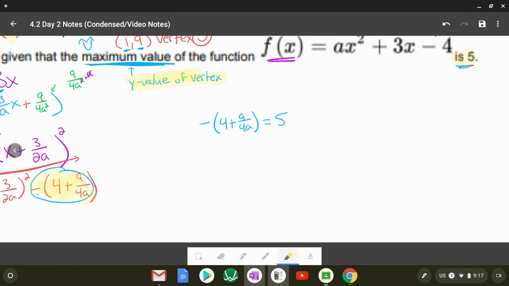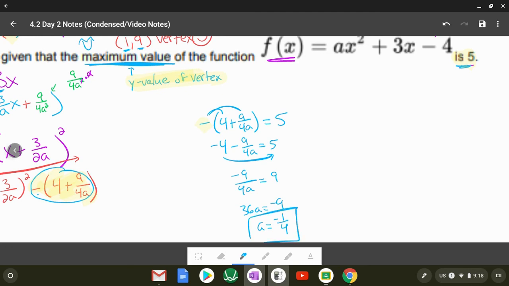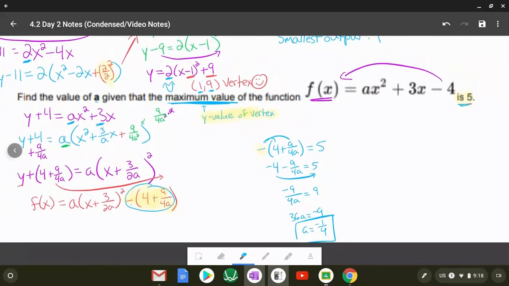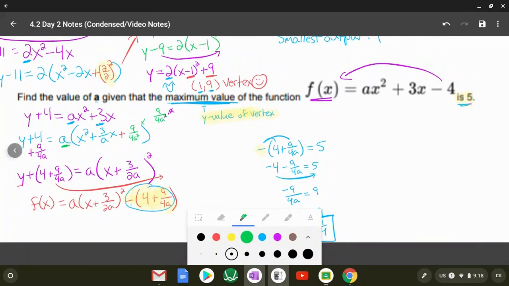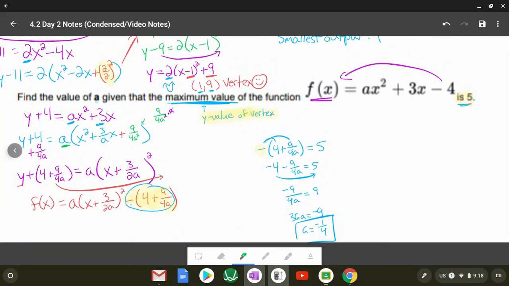And then again, as always, be careful with those negatives. Negative 4 minus 9 over 4a equals 5. Negative 9 over 4a equals 9. And then 36a equals negative 9. a has to be negative 1/4. Okay. And we're at the very end here, we did answer the question. So if this was the question, you'd be done.